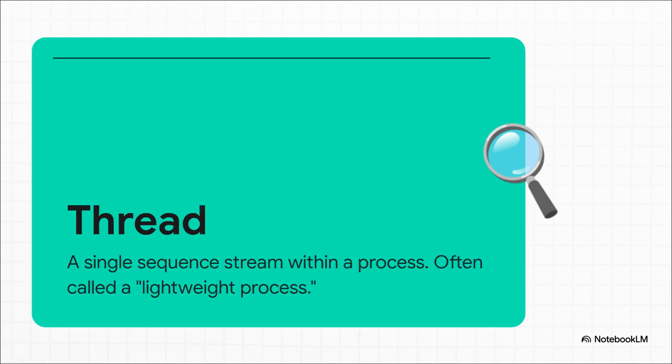But here's where it gets really cool. What happens inside that sandbox? A single process can run multiple threads at the same time. You can think of threads as mini workers all helping out on the same big project. In your browser, one thread is downloading a picture, while another thread lets you scroll the page smoothly. That's why modern apps feel so snappy and responsive.